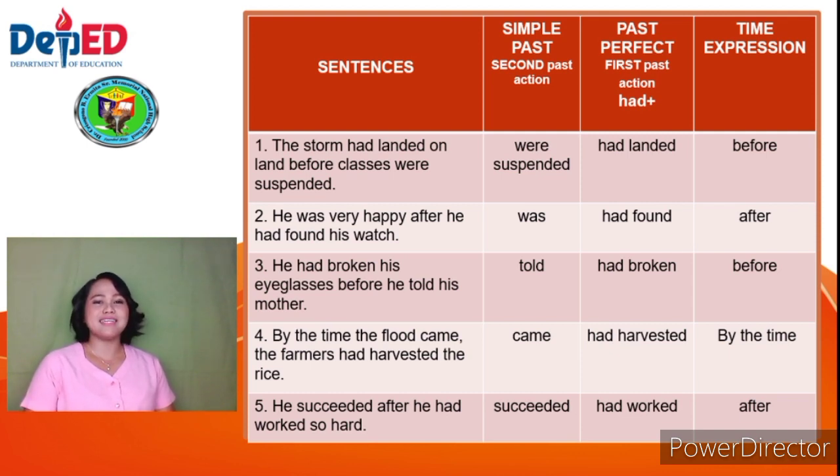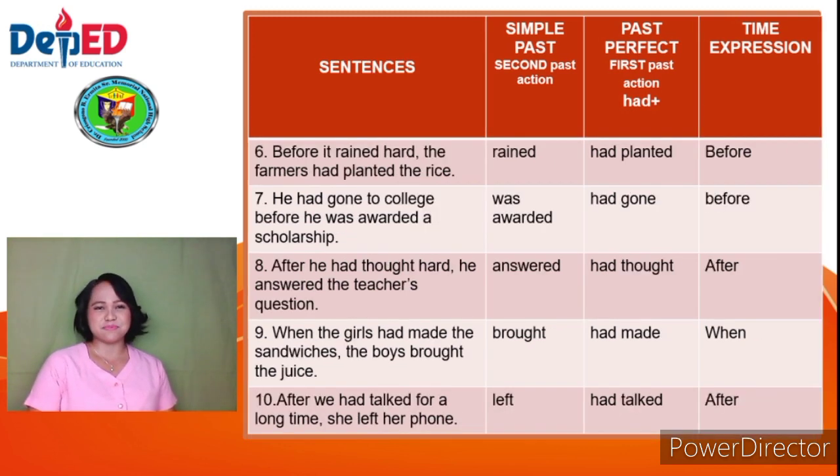Number 4. By the time the flood came, the farmers had harvested the rice. We have the time expression by the time, followed by the first action had harvested, and the second past action, which is came. The 5th one, he succeeded after he had worked so hard. Time expression after, the past perfect, had worked, and the simple past is succeeded.